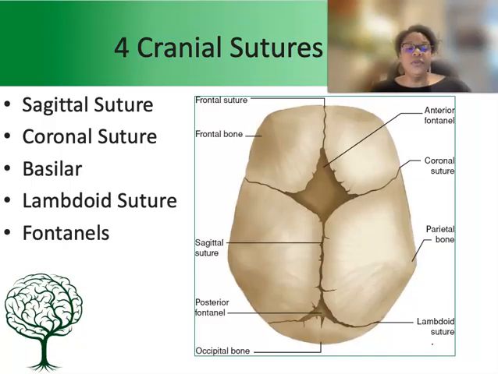So the lambdoid suture connects the parietal and occipital bones, as you can see here. The coronal connects the frontal and parietal bones. I talked about the basilar, and the sagittal suture basically connects the two parietal bones of the skull. So here are the two parietal bones, and that's our sagittal suture. This is the one that usually fuses first, and then the other ones will fuse later on.